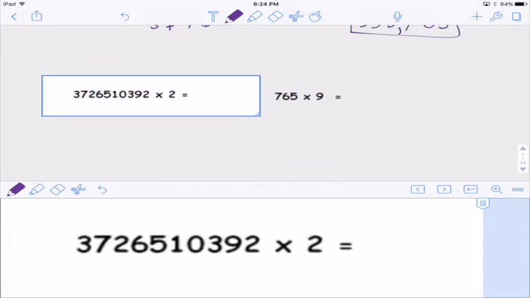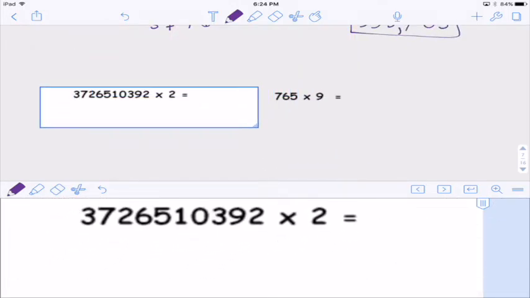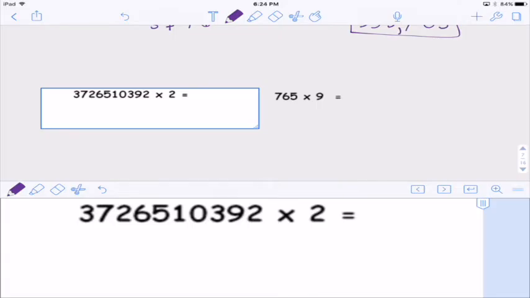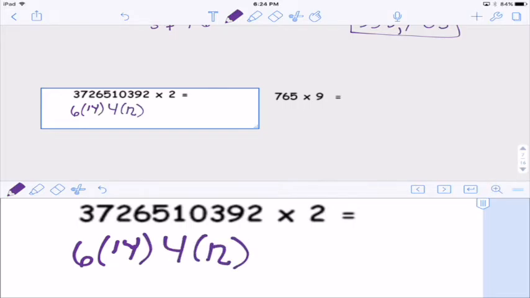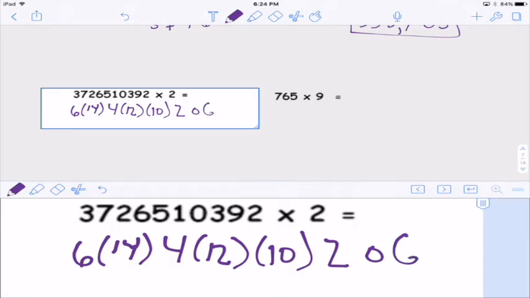So let's multiply this one. Looks terrifying, doesn't it? That's a huge number. Well, let's just multiply everything by 2. 3 times 2 is 6. 7 times 2 is 14. 2 times 2 is 4. 6 times 2 is 12. 5 times 2 is 10. 1 times 2 is 2. 0 times 2 is 0. 3 times 2 is 6. 9 times 2 is 18. And 2 times 2 is 4.